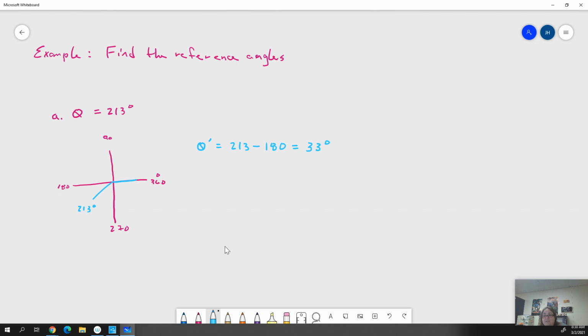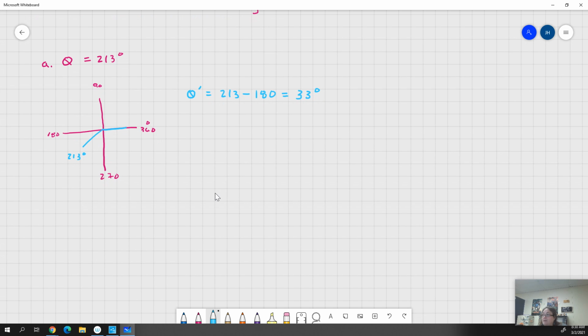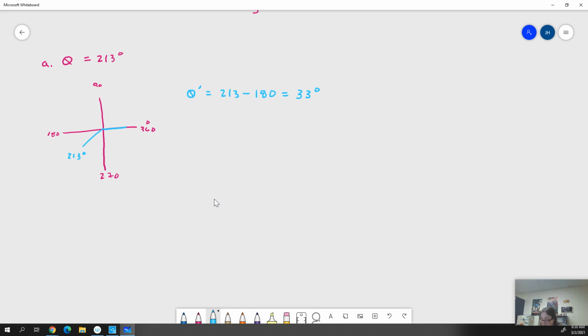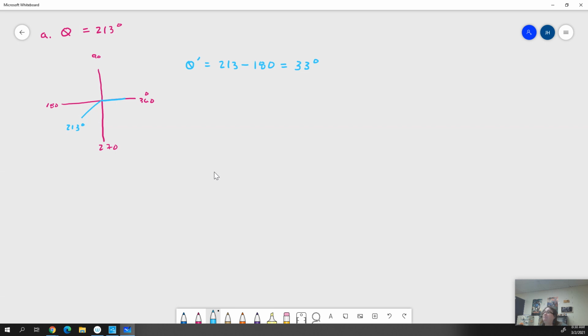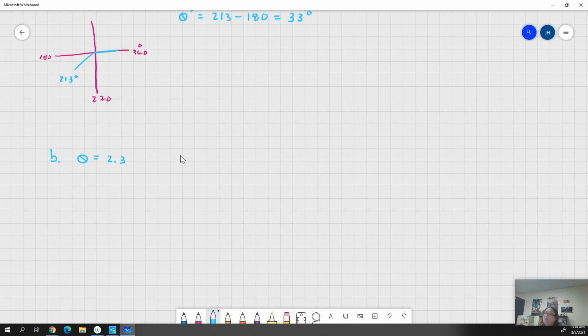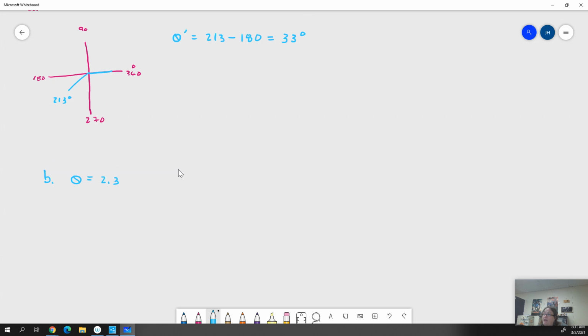Does that make some sense? I'm going to save my A problem that I originally had for you guys for your checkpoint. And I'm going to come over here and do part B, which is, oh, definitely I want to do this one for you. Theta equals 2.3. Well, we have to figure out where 2.3 lies on a graph.